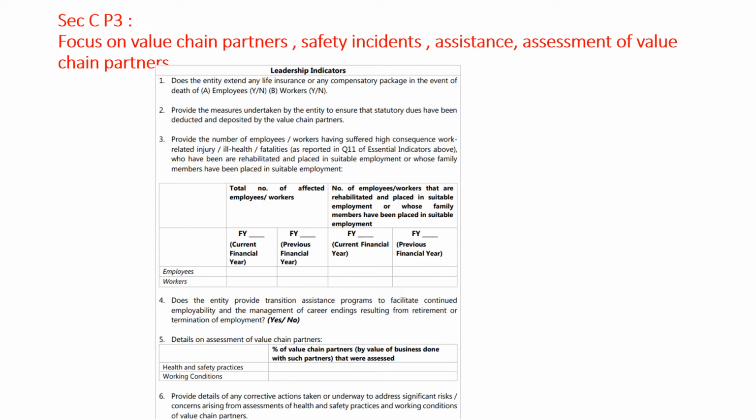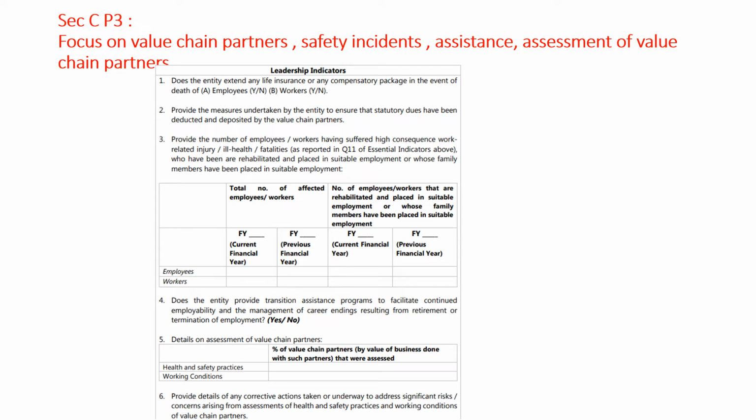And this is about leadership indicators with respect to well-being. How you have taken care of your value chain partners, whether life insurance or any compensatory packages in the event of death are given to your employees and workers. Provide measures undertaken by the entity to ensure that statutory dues have been deducted and deposited, and whether your employees and workers have suffered high consequence work-related injuries, ill health, or fatalities, and what the details are has to be given here. Does the entity provide a transition assistance package to facilitate continued employability and management in case of career ending or termination?